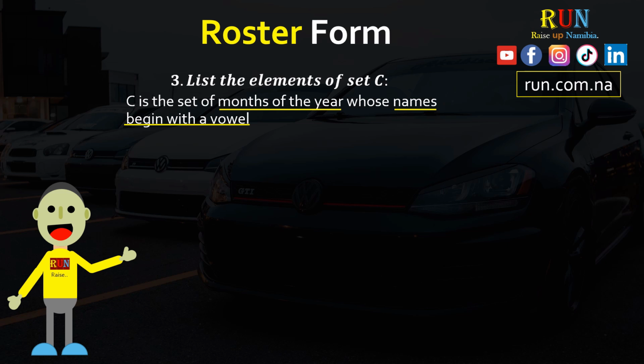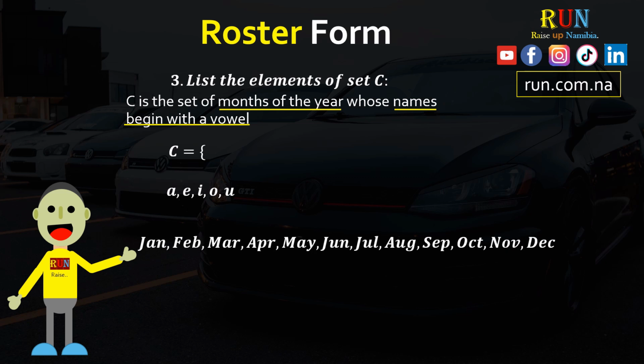Alright. So when it comes to listing, we say C is the set of which elements? First of all, let's take a look at what is a vowel. Our vowel in the English language is basically the A, E, I, O, U. Okay? Now, what are the months of the year? I've just written them down there.